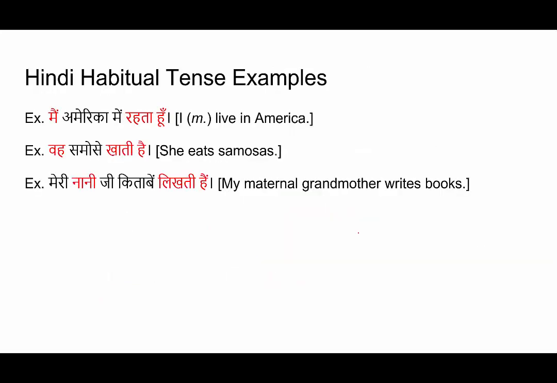Let's look at some examples of sentences utilizing the habitual tense. Let's start by revisiting a previous example. मैं अमेरिका में रहता हूँ, which translates to I live in America. Now, we know that the subject, मैं, is masculine, and it's because the modified infinitive is using the ta suffix. Recall that ta is used if the subject of the sentence is masculine singular. We use हूँ to agree with the subject मैं.